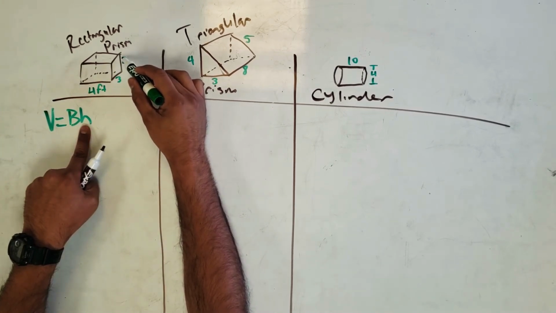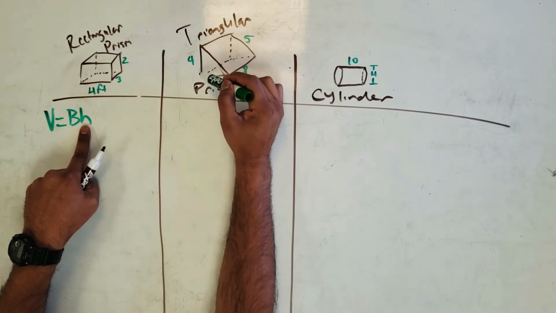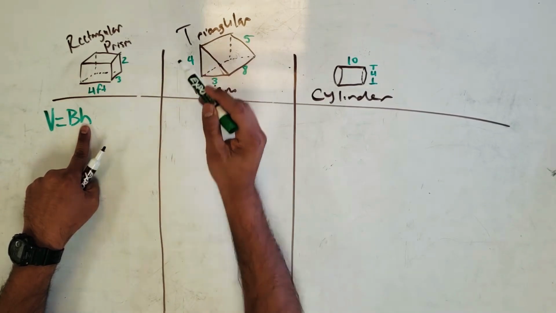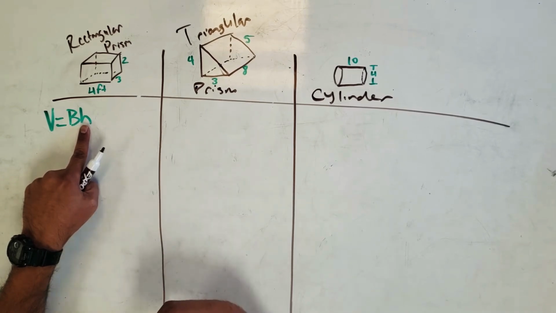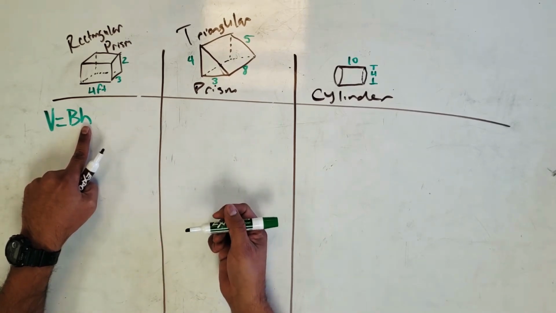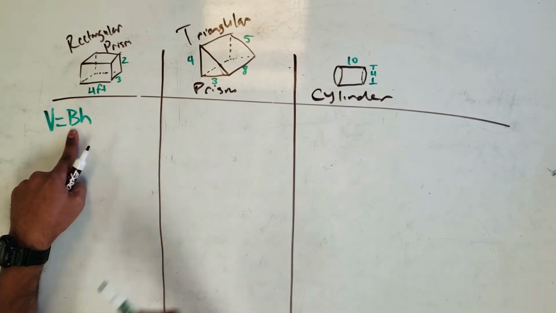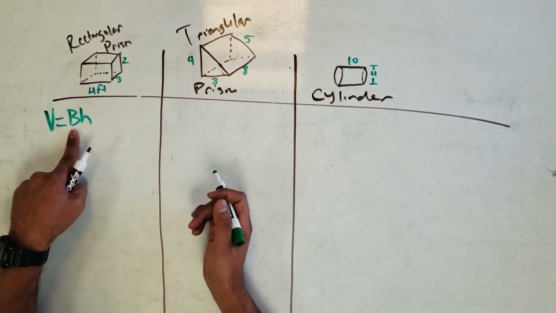Now the height on volume is not always the vertical height, so it might not always be 2. Okay, like on this one. Or it might not always be 4 on this one. Okay? It's going to be the distance between the two bases. Or I'll always say the distance between the twins. Okay? When you pick a side for a base, it has to have a parallel twin.